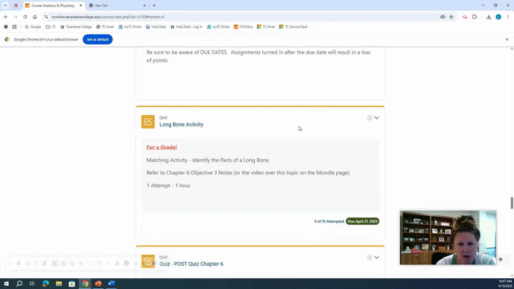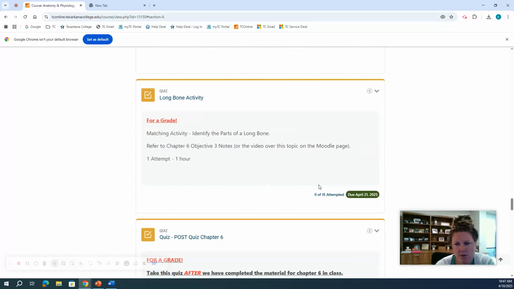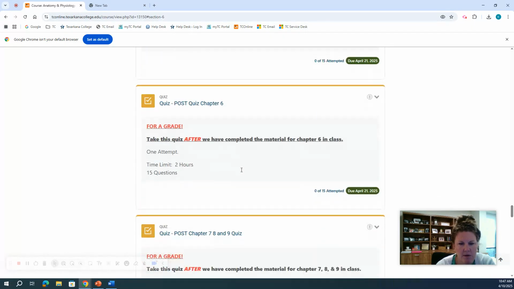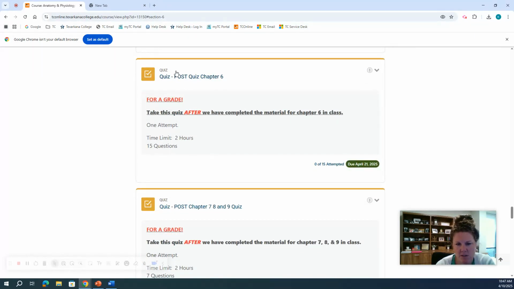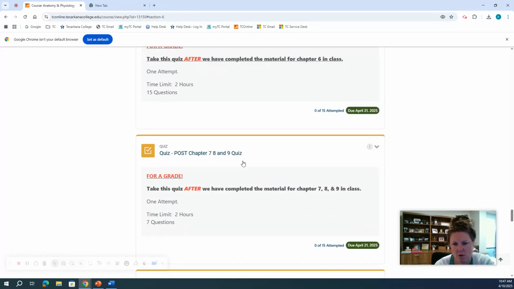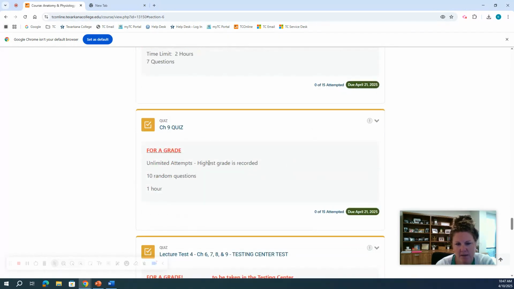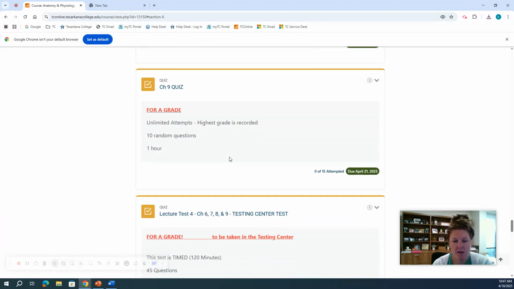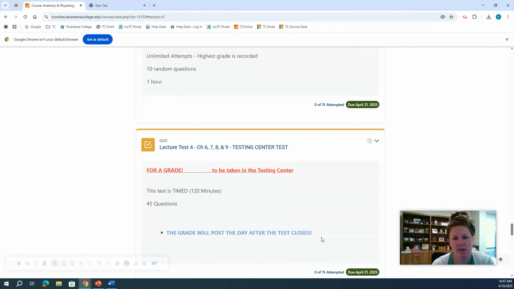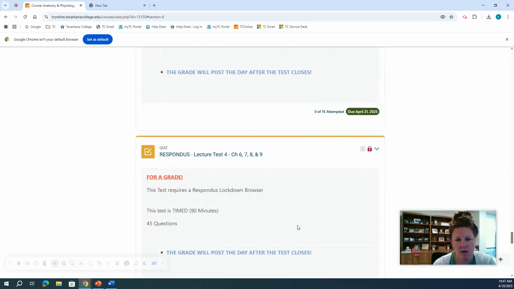We have a few different graded activities for this unit. You have a little labeling the long bone, and then you have your typical chapter quizzes. So there's one over chapter 6, there's one over 7, 8, and 9, and then there's one over just chapter 9. And then as always, we have our 2 possibilities for our test.